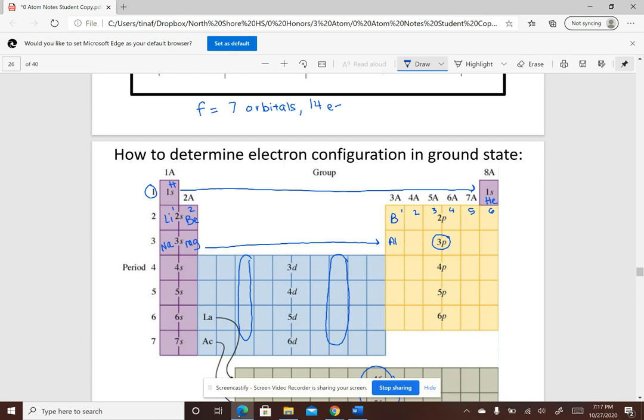Okay, 3, 4, 5. Nope, I'm wrong. They go in order, guys. 1, 2, 3, 4, 5, 6. Here's 6, 7, 8, 9, 10, 11. And here's 11. So group 6 and group 11.